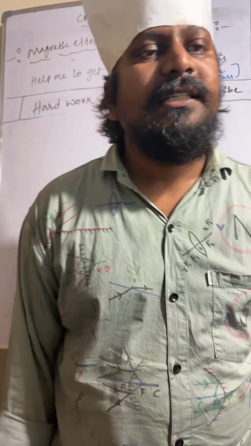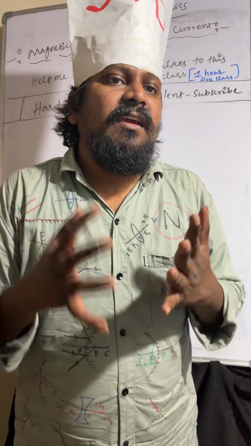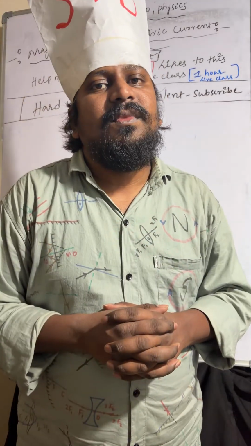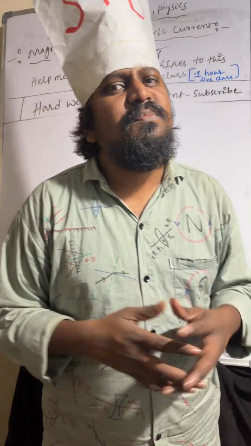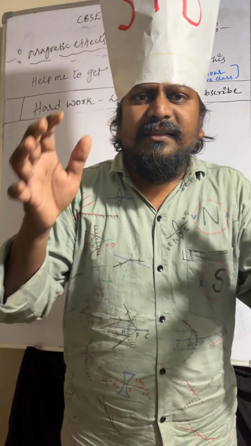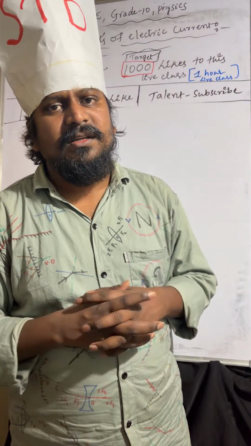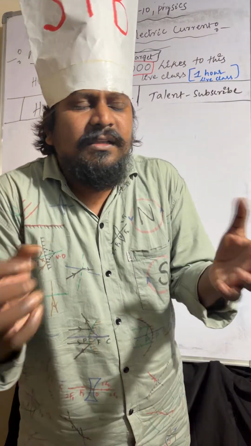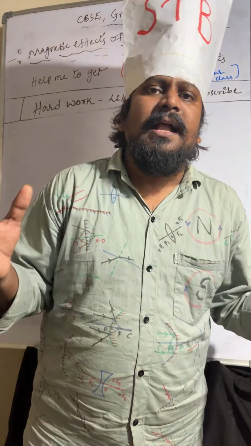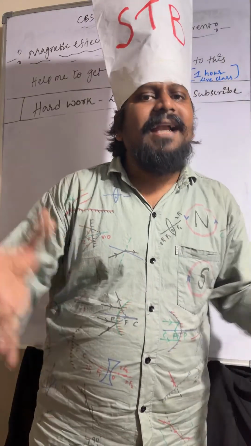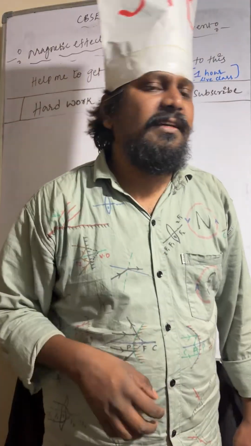Today we are going to discuss the magnetic effects of electric current. What is the meaning of magnetic effects of electric current? When current is passing through a conductor, the conductor behaves as a magnet. So it acts as a magnet, and that is called the magnetic effect of electric current.